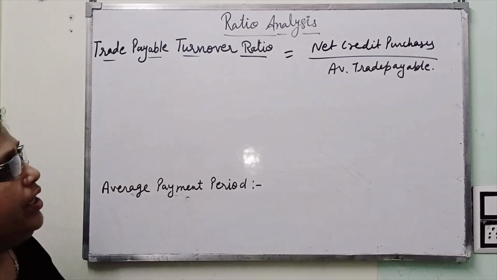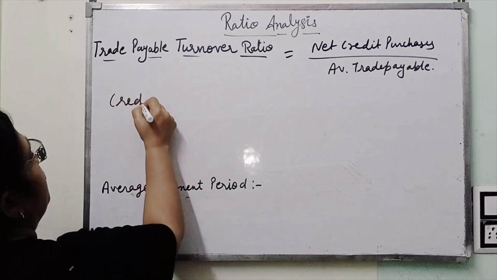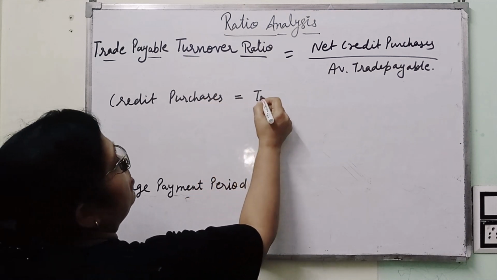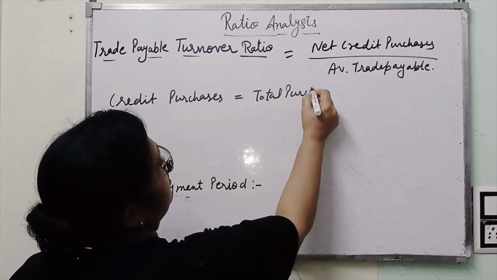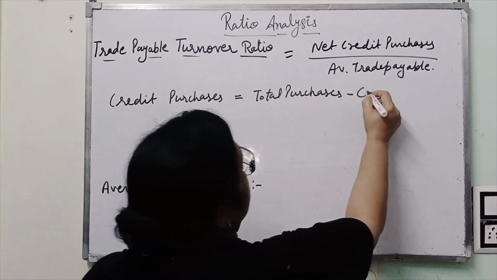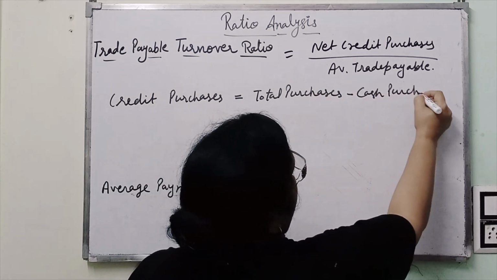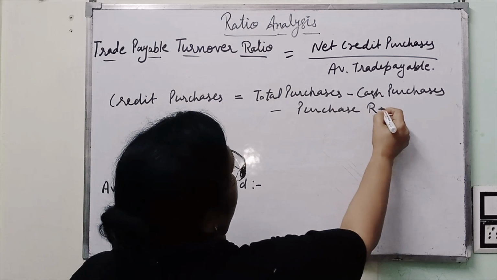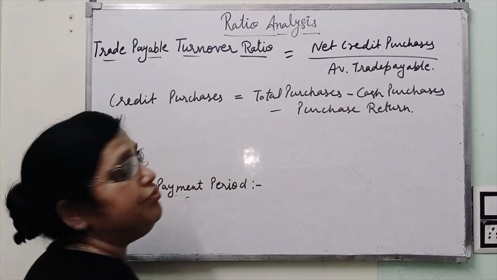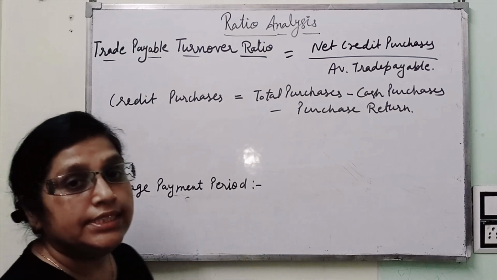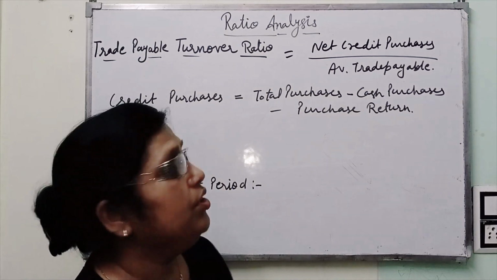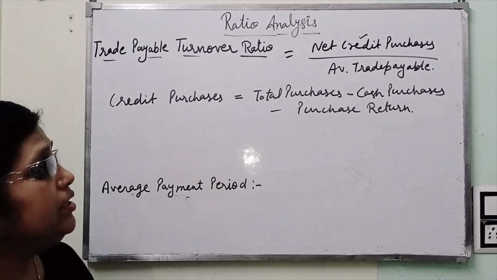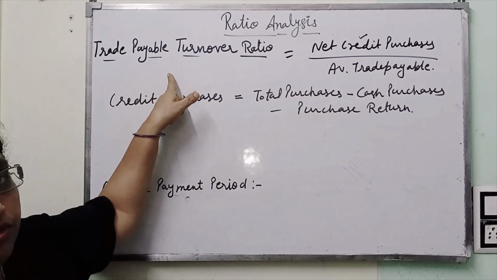Now, how can we calculate credit purchases? Credit purchases are equal to total purchases minus cash purchases minus purchase return. As we know, trade payables are only generated with the help of credit purchases, so we have to consider only credit purchases. Cash purchases are not to be considered while calculating trade payable turnover ratio.